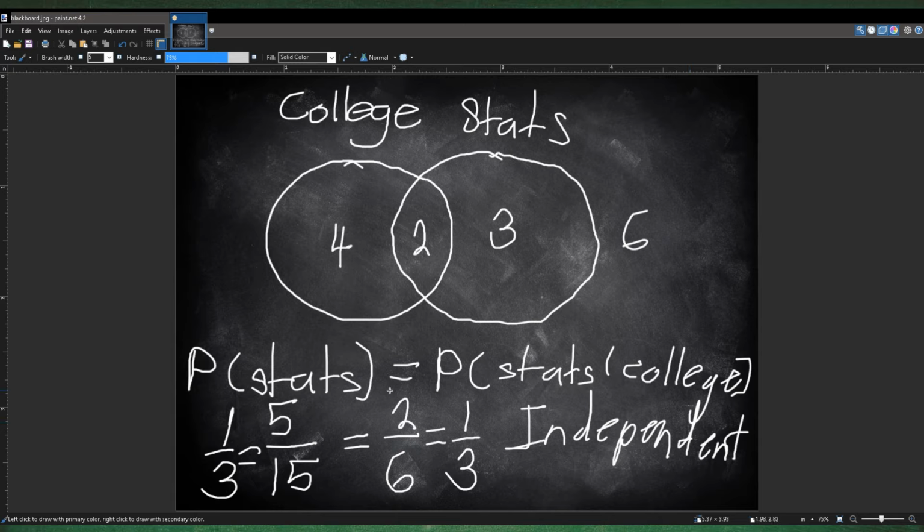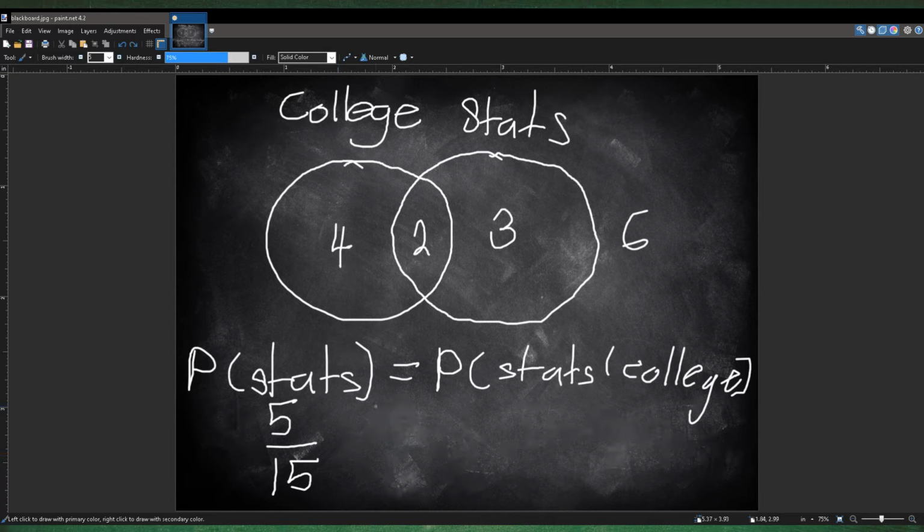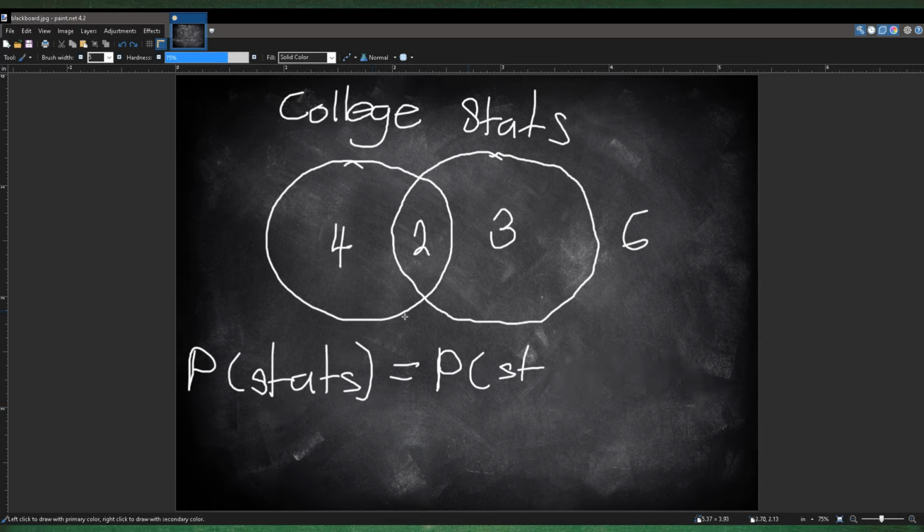If, let's say, this was not 2 and this was like 3, then this would simplify to 1/2, right? And this is not equal to the other, so we would then say it's not independent. But since they are equal to each other, we're going to say it's independent. And that's a mathematical way to prove it. And that's basically the general idea of how to do it.